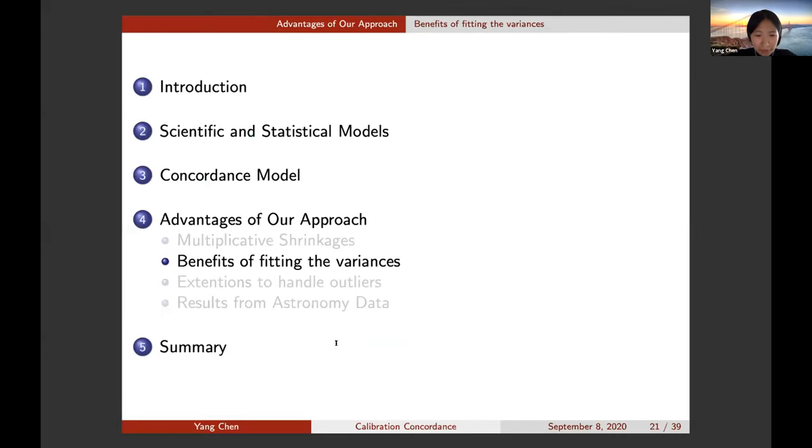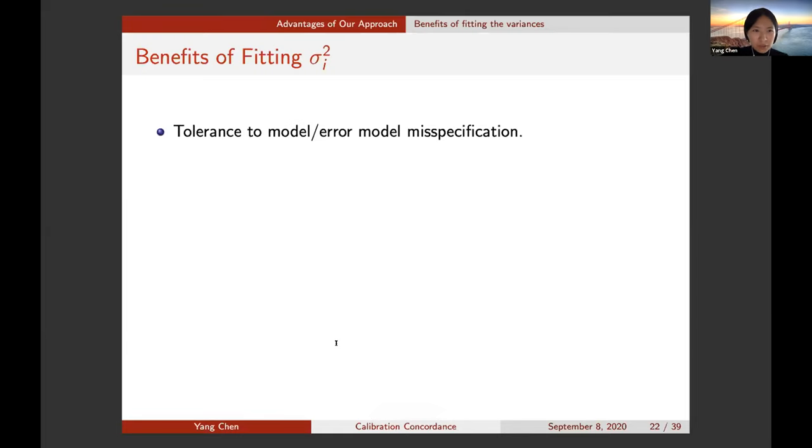I'll talk about the benefits of fitting the variances. As I mentioned before, we have two different options for the variance parameter. One is that we assume the variances are known to us, because for all of the data that I got from Herman and Vinay, an error bar is attached to each of the observations. However, if we just use that particular error bar instead of fitting our own variance parameters, we might get strange results in certain aspects. The benefits of fitting the variance parameter include more tolerance to model error or model misspecification, because our models are wrong. So trusting the given variances might give us some trouble in the model fitting.